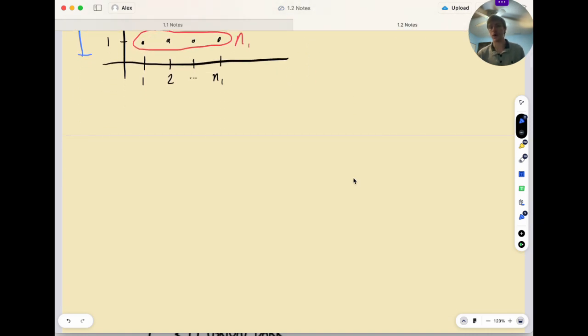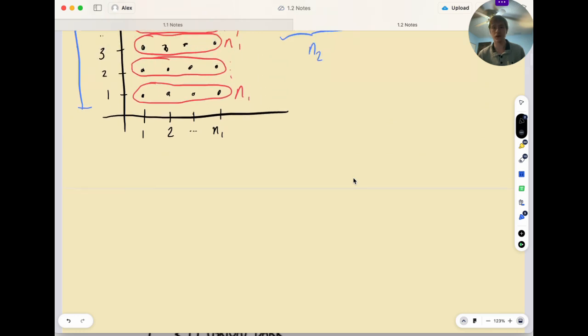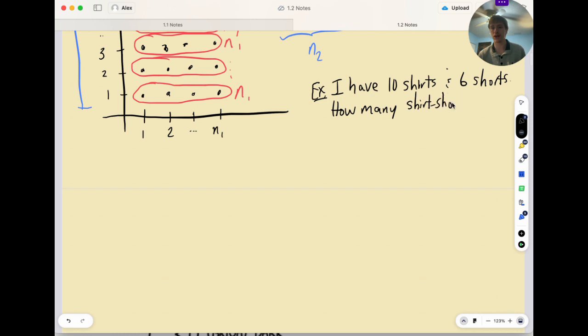Okay, so how is this useful? Well, it's actually incredibly useful because we can just immediately start counting. But let me just give you a quick example of why this is useful. Example. So I have 10 distinct shirts and maybe 6 shorts. And I want to know how many outfits can I make?